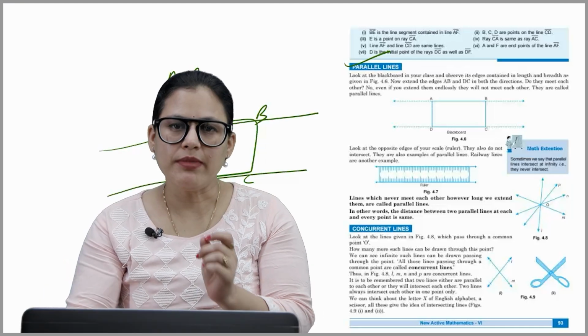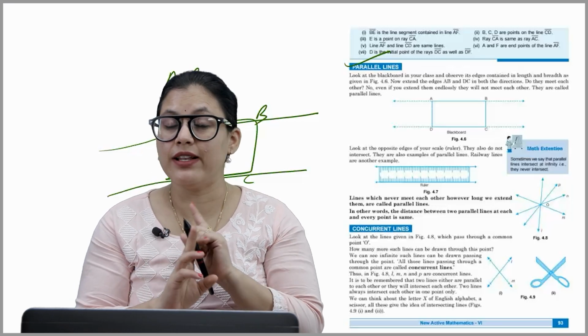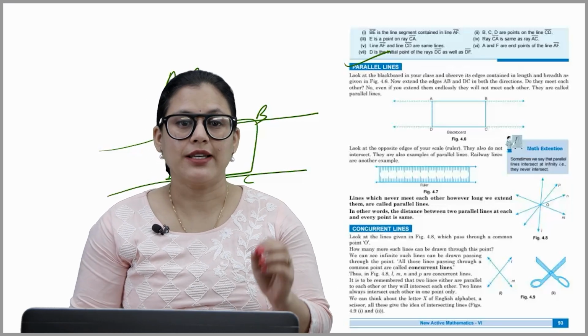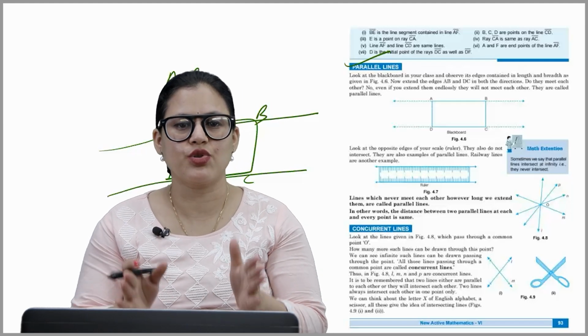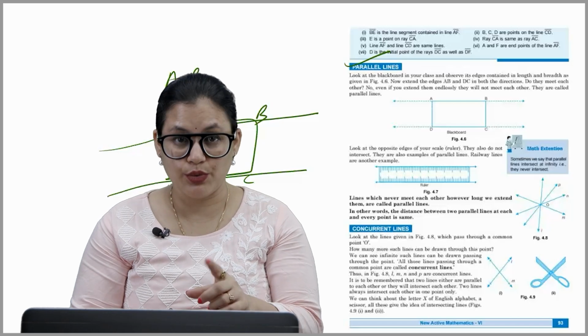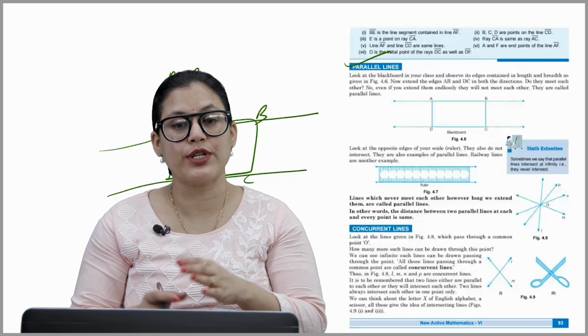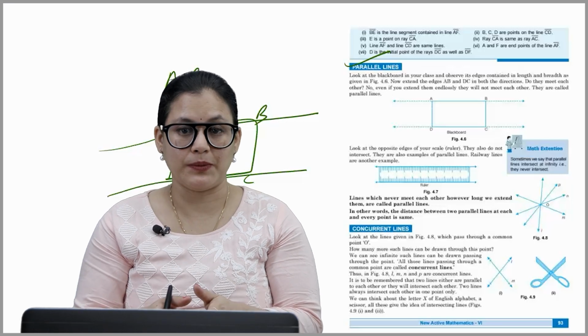Do they meet each other? No, even if you extend them endlessly, they will not meet each other. They are called parallel lines. Actually, parallel lines never meet each other. Look at the opposite edges of your scale ruler. They also do not intersect. They are also an example of parallel lines. Railway lines are another example.